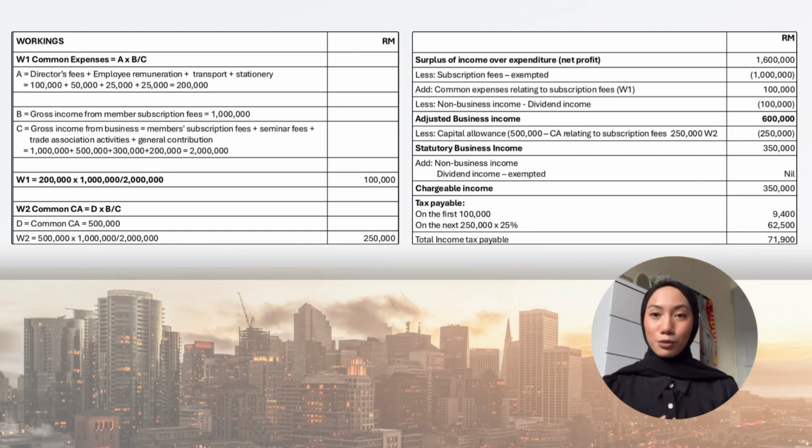So now for the tax computation. We start with a surplus of 1.9 million ringgit Malaysia and deduct the exempted subscription fees and adjust for common expenses and also non-business income. So after adjusting, the business income is 600,000 ringgit Malaysia, and now we will deduct the capital allowance of 250,000 ringgit to get the statutory business income of 350,000 ringgit Malaysia. Since the dividend income is exempted, the chargeable income remains 350,000 ringgit, and the total tax payable is 71,900 ringgit Malaysia.